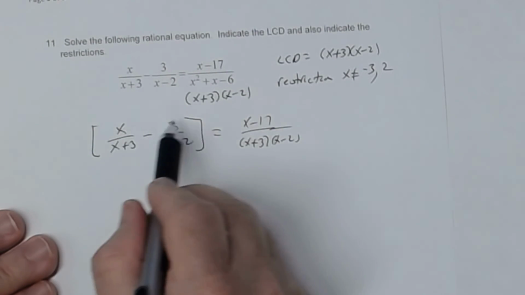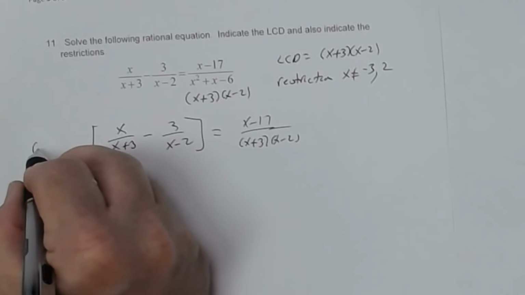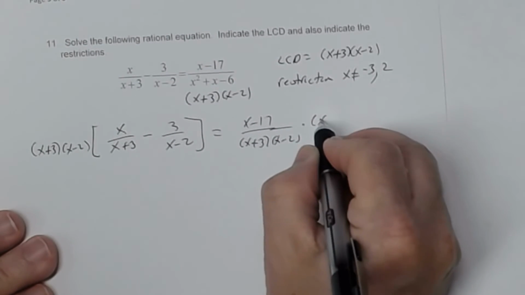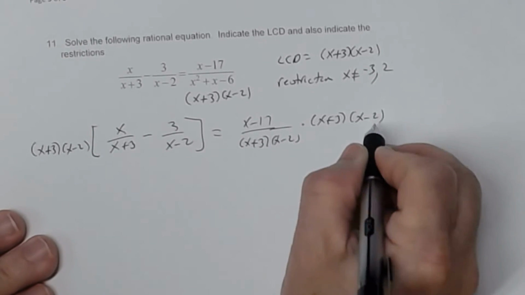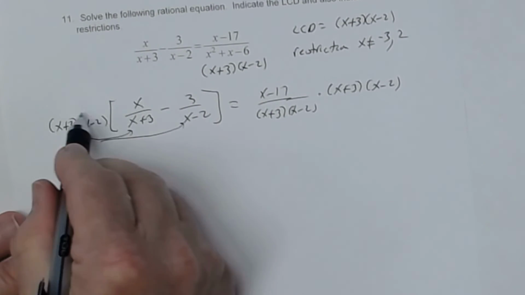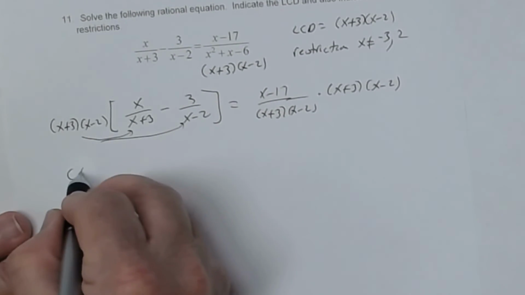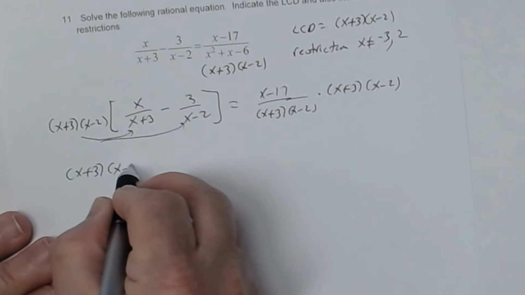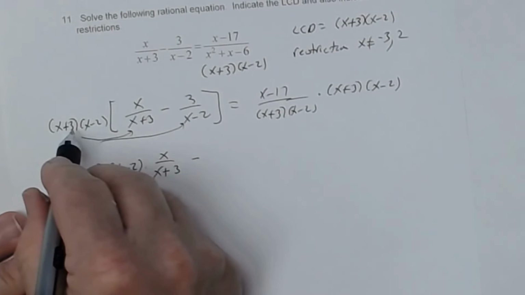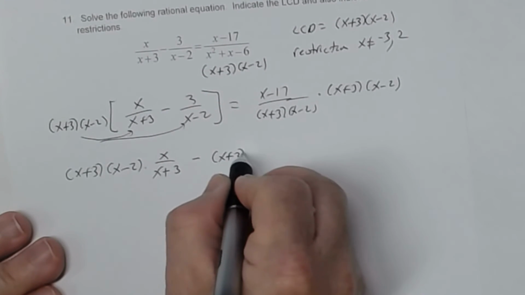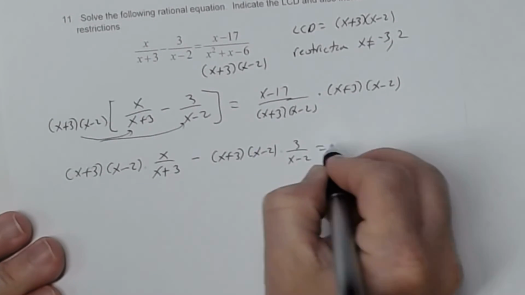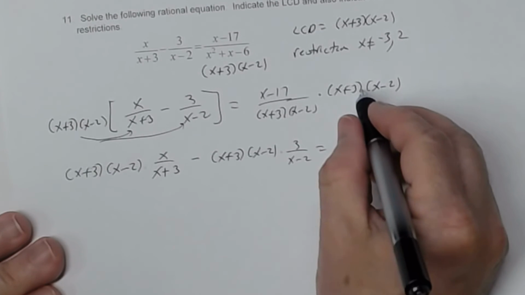And at that point, you're going to multiply both sides by the least common denominator. So x plus 3, x minus 2. On this side, x plus 3, x minus 2. And then now you distribute, just like we did with number 3. So you have your LCD times that first rational expression, x divided by x plus 3, minus the LCD, x plus 3, x minus 2, times that second rational expression, equal, and then the right side times the LCD.